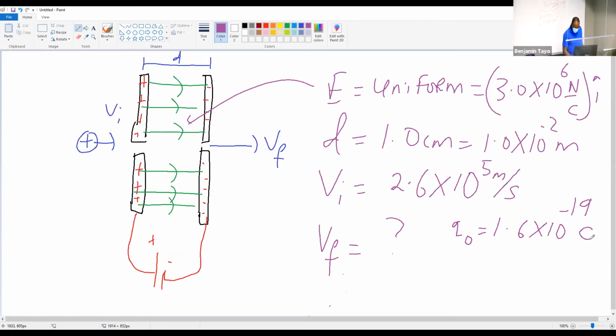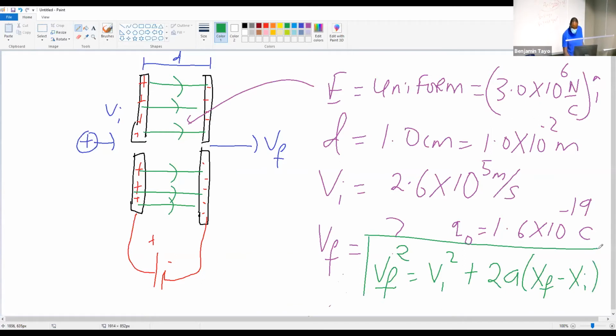To solve this problem, I can write this equation down. So let me write this equation down and then let's see if we can use it. So v final squared is equal to v initial squared plus 2 times acceleration times x final minus x initial. Now look at this equation and tell me if we can use this equation or not.